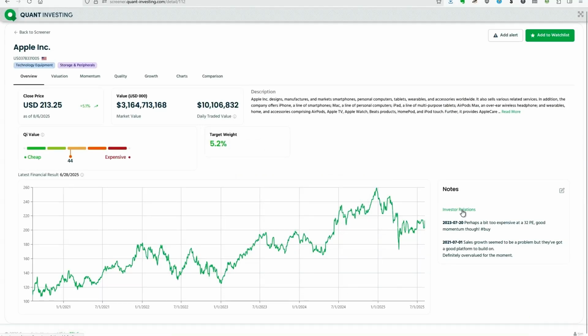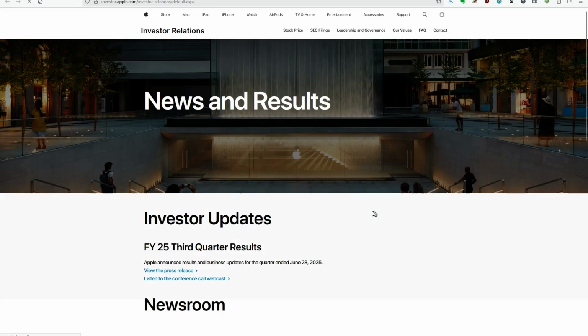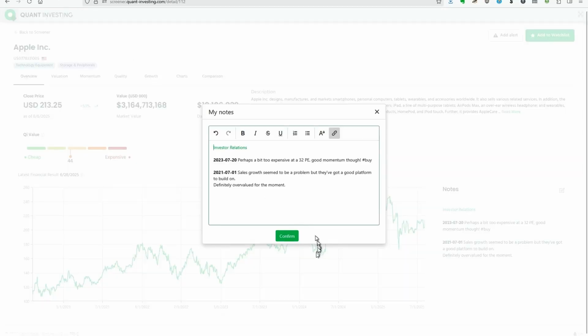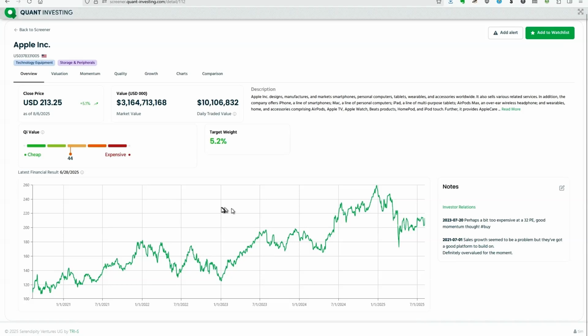This is the investor relations website of Apple that I linked there. So you can quickly add your own hyperlinks, and that way save yourself time. What I usually do is add my own ideas, or if I read about a fund that's got some sort of view on the company, then I just add it here. That's it for the overview tab.